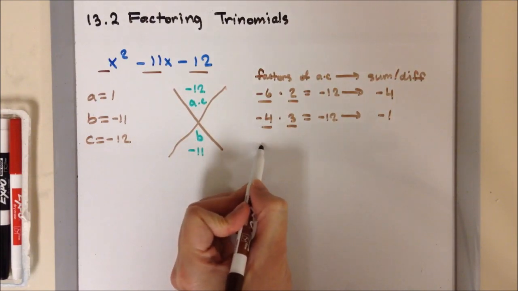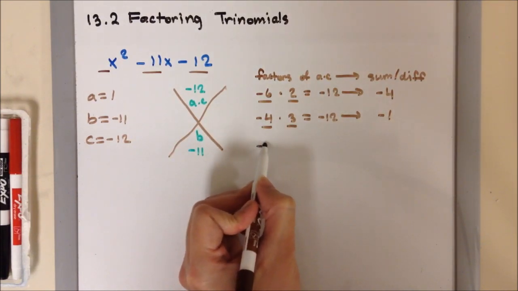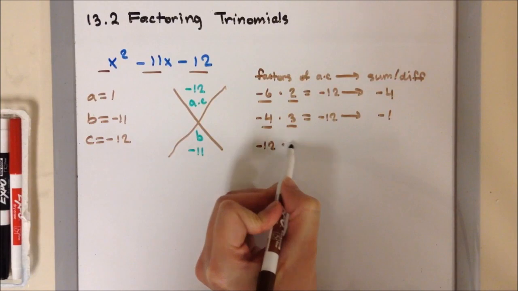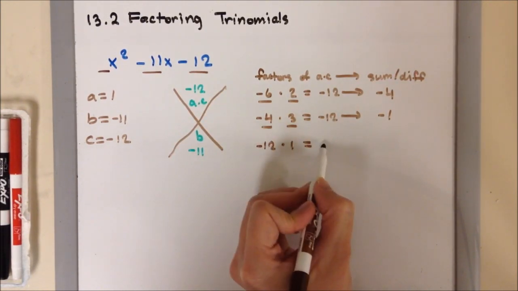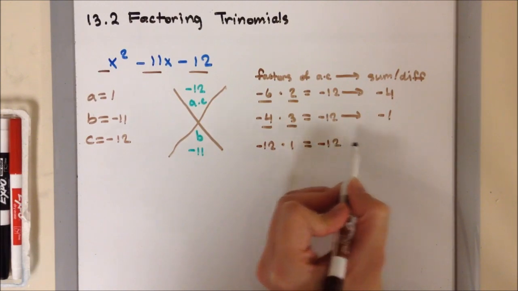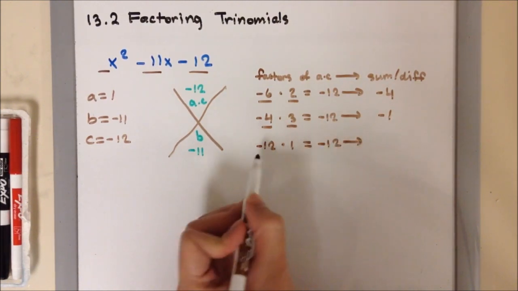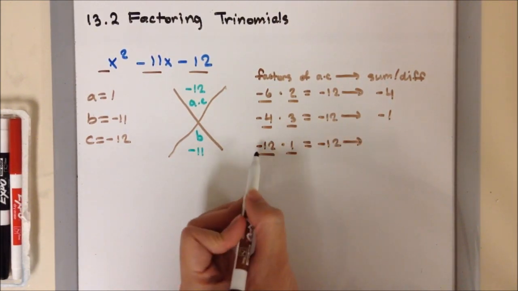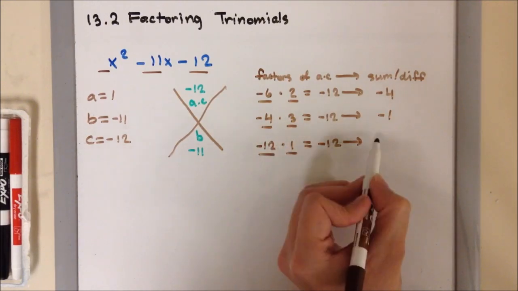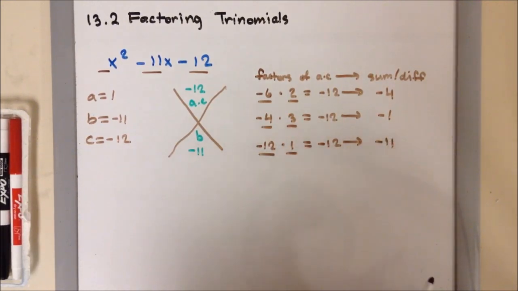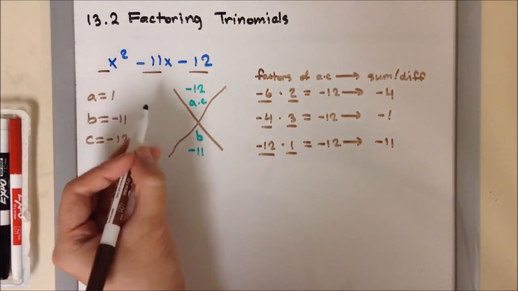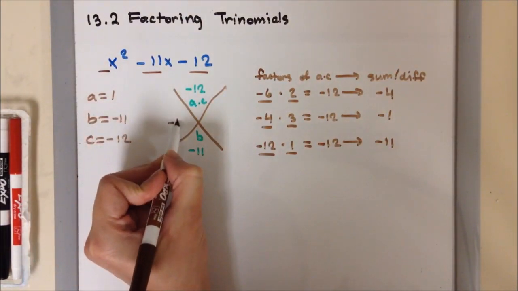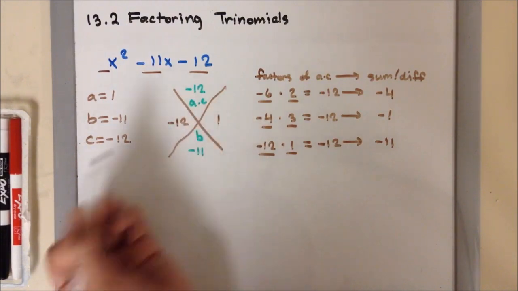So next you could try maybe negative 12 times positive 1. Negative 12 times positive 1 is negative 12. So now let's check the sum and difference. The sum and difference between a negative 12 and a positive 1 is negative 11. So it matched with our B value. So my pair of factors are negative 12 and positive 1.